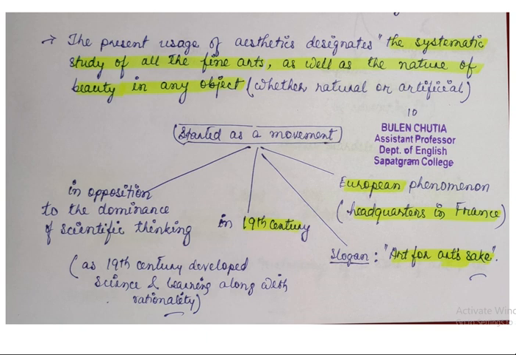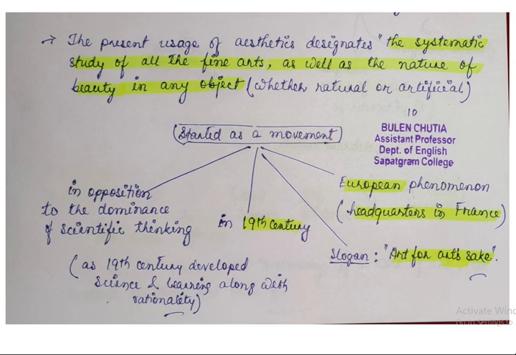As a movement, it started in the 19th century. You have to remember that it is rooted in Europe. It should also be remembered that the headquarters was in France. The slogan was art for art's sake, and it came in opposition to the dominance of scientific thinking during the first half of the 19th century.